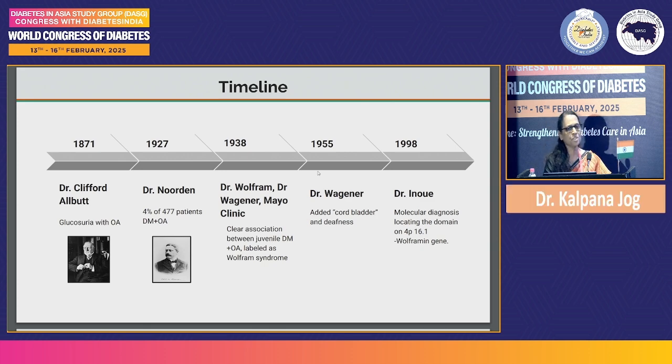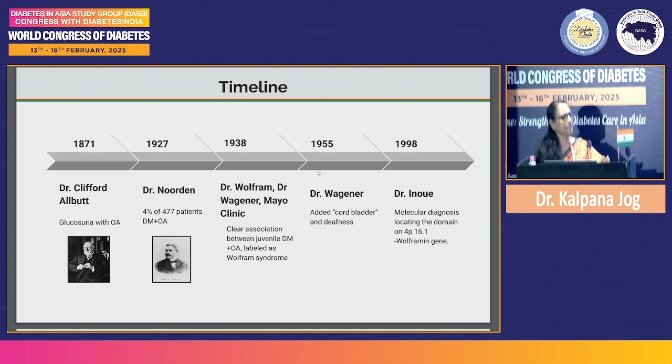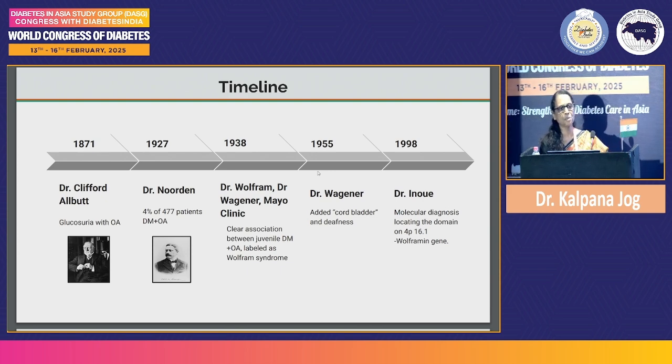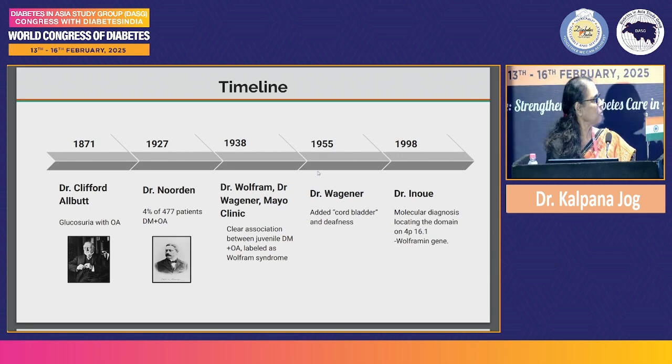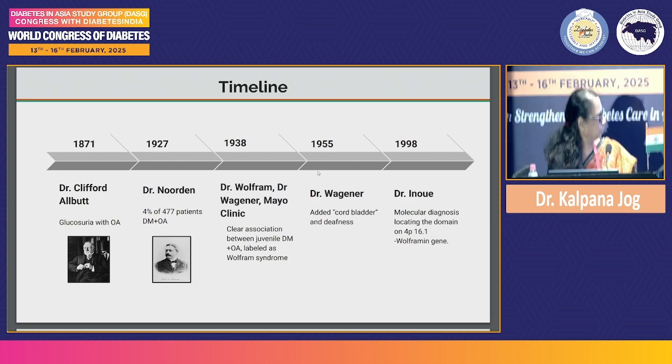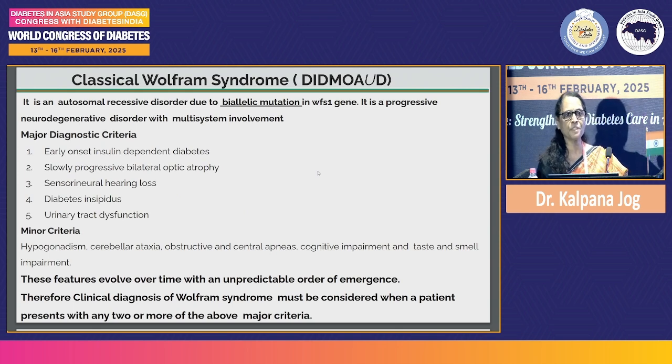Later on, many new features were added, including by Dr. Wegener also. But the pathophysiology wasn't very clear until 1998, when a Japanese scientist named Dr. Inouye located the gene responsible for Wolfram syndrome on the short arm of chromosome 4. We call it the WFS gene, the wolframin gene, which encodes the wolframin protein. Gene identification resulted in genotype-phenotype correlation and broadened Wolfram syndrome into a spectrum disorder.